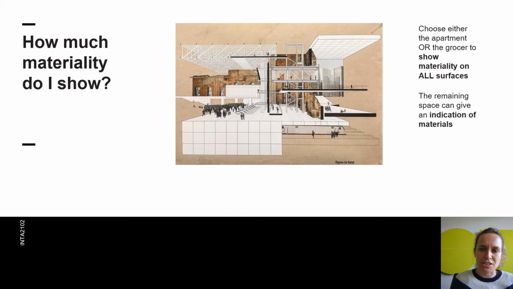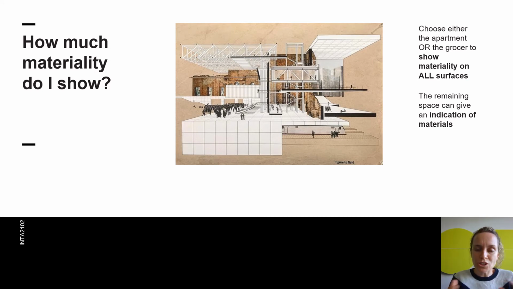How much materiality do I show? Again, based on your feedback, what we've decided to do is reduce this component a little bit. So last year, students had to show every surface of their perspective had to have a material applied to it and lighting. What we've said for this one is you can choose to either show every surface of materiality on either the apartment or the grocer. The apartment will include both the apartment and the urban intervention if you actually see that, and the grocer would just be the grocer.